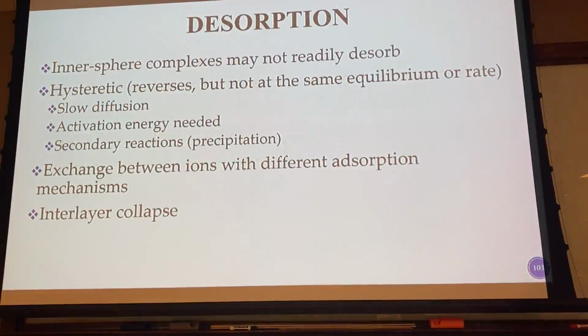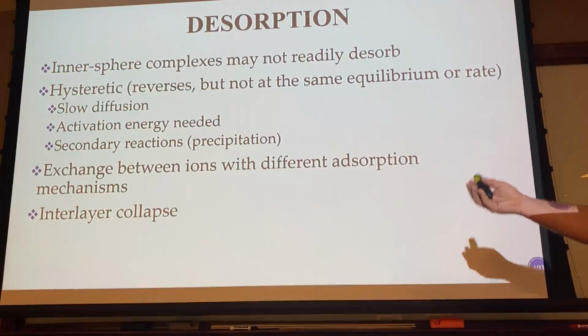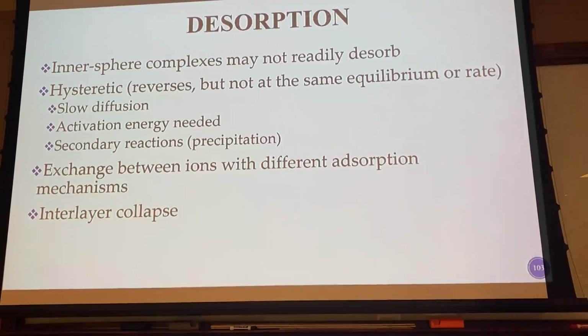Now, inner sphere complexes, not so much. And this causes us a problem because now we have to add some energy to the system in order to make this reaction happen. We can have some reversing, but it's not going to happen at the same rate as we did with the cation exchange reversing.